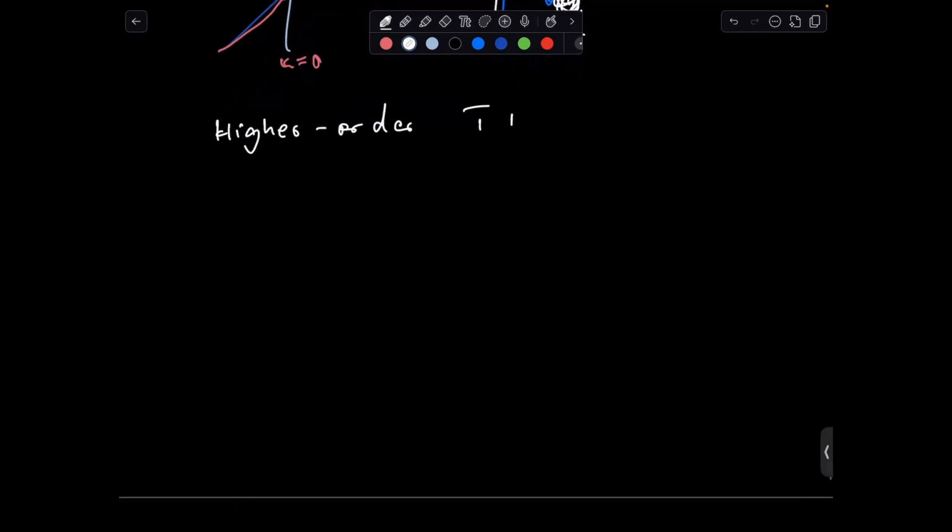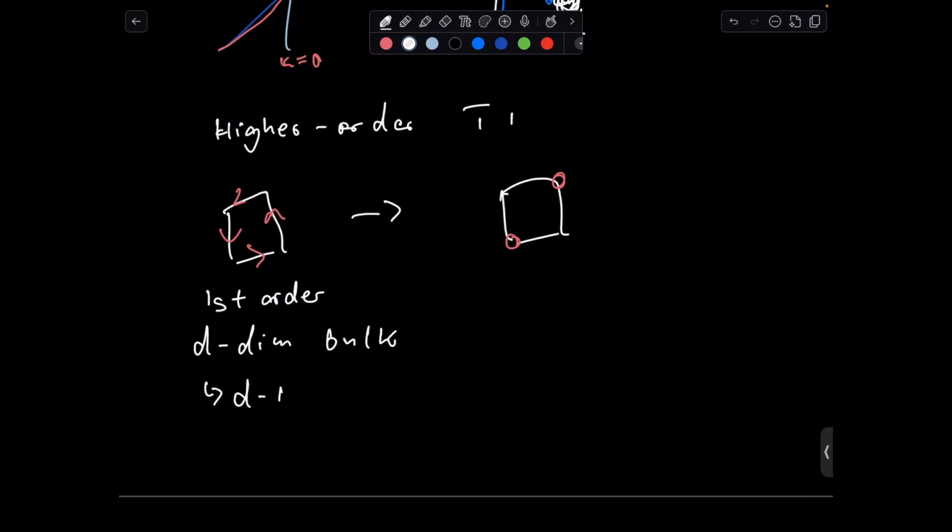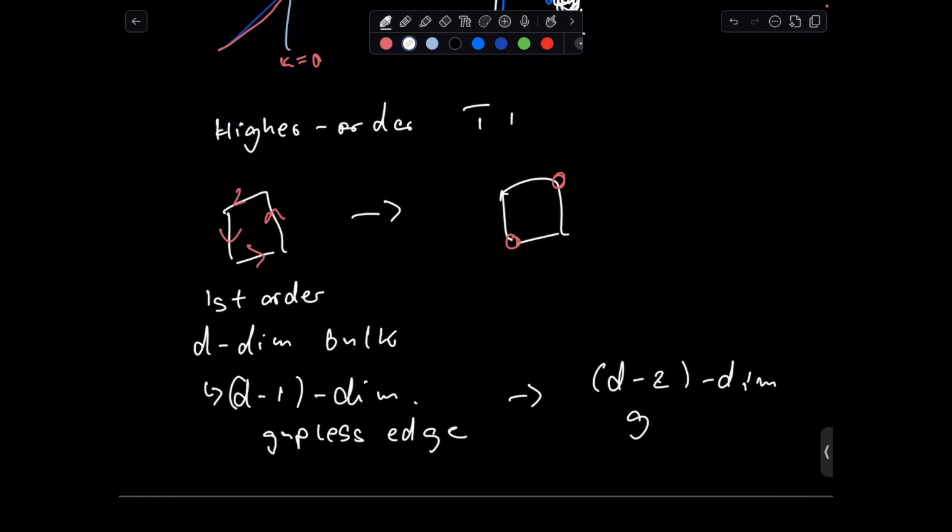So the idea of higher order TI is that what we have in the Chern insulator is some model where you have an edge state that goes all the way around. That is something we would call first order. In the higher order TI, we have some model where you have only corner states and you don't have edge states. So here you have d dimensions in the bulk, a d-1 dim gapless edge, and then over here, we have a d-2 dim gapless edge.